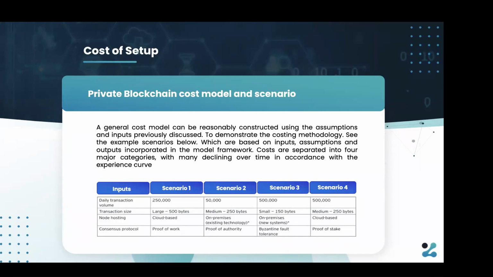So in scenario one, we're talking about a daily transaction volume of about 250,000, and each transaction reaching up to 500 bytes, which is considerably large. And the hosting environment we are taking in this scenario is cloud-based. We'll talk about different scenarios when we reach the node management piece, but this is to create the scenario in your head so that we'll connect well when we move through the slides.